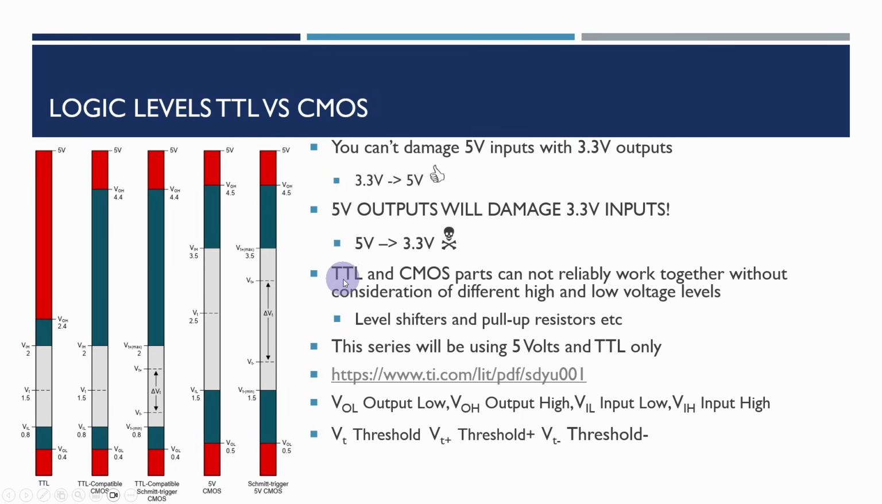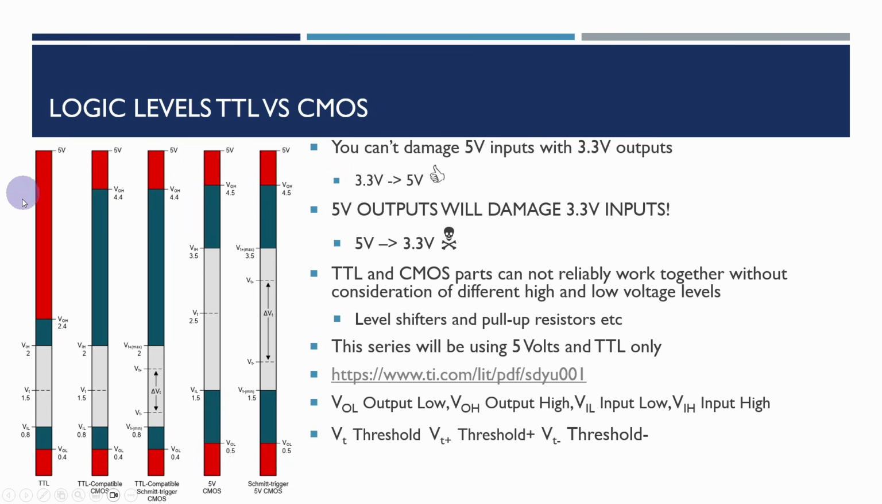TTL and CMOS parts can't reliably work together without consideration for these different high-end voltage levels, and this is what we're going to look at in a second. You do need either level shifters, which are chips that will reliably translate the TTL and CMOS logic levels and voltages, or you can also use pull-up resistors when you're using TTL to CMOS. We'll cover that later in the series, but in this series we're just going to be looking at 5 volts and TTL using the LS and ALS chips. That's the document that we've got this from.